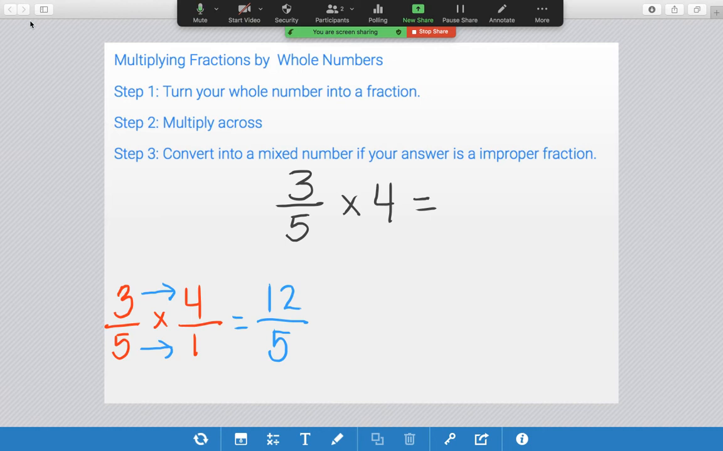However, we've talked about that we cannot leave our answer as an improper fraction, because an improper fraction is a fraction that is greater than one whole. So we're going to convert it into a mixed number. How do we do that? By dividing. So we're going to figure out how many times does 5 go into 12.